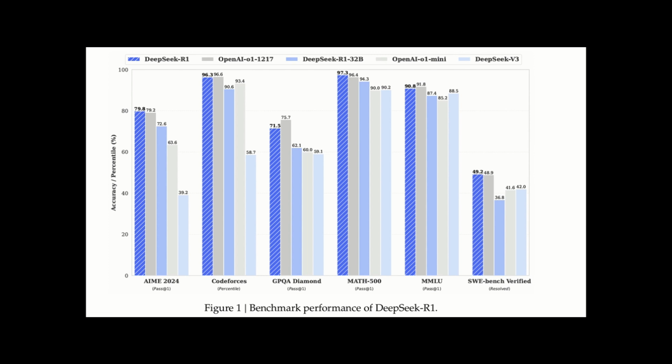First one is it is completely open source. That means we can download these models locally and we can actually experiment on these models as well. The second thing is they spent roughly around $6 million on training, which means not even 1/10 of the cost that other companies are spending on training these models.